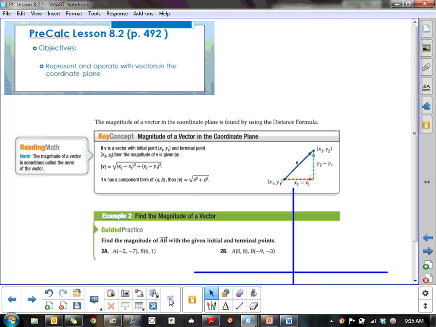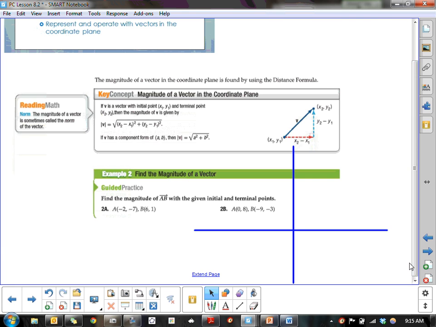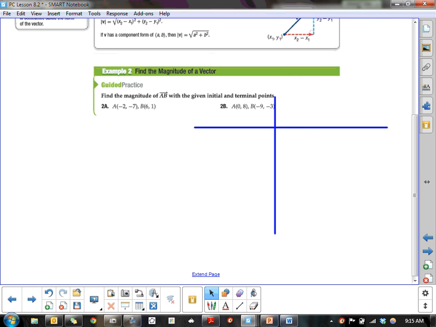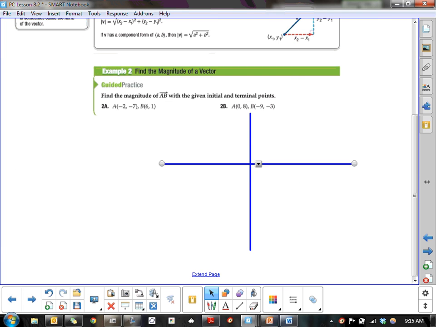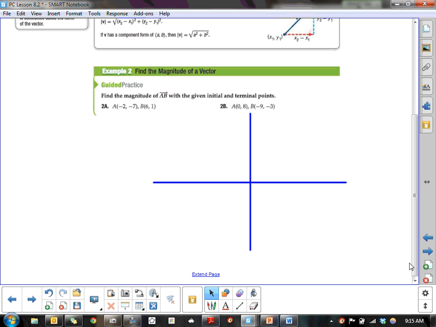Find the magnitude of vector AB with the given initial and terminal points. Okay, this looks a lot like our last one, doesn't it? Last time we found the component form of this. This time we're going to find the magnitude of it. So 1, 2, go down 1, 2, 3, 4, 5, 6, 7. That's -2, -7. And this one was 6, 1. 1, 2, 3, 4, 5, 6, 1.